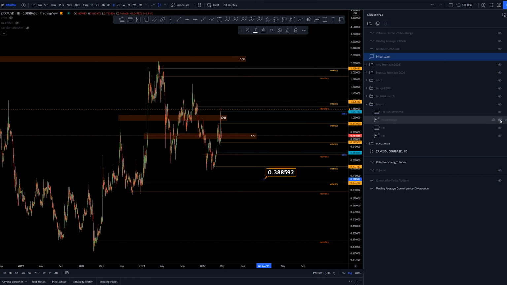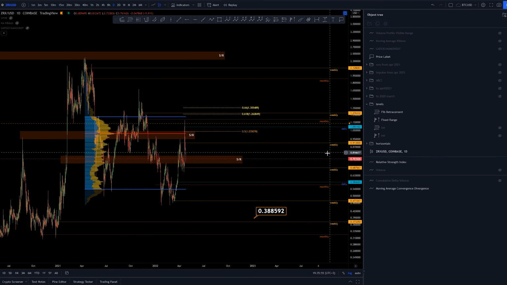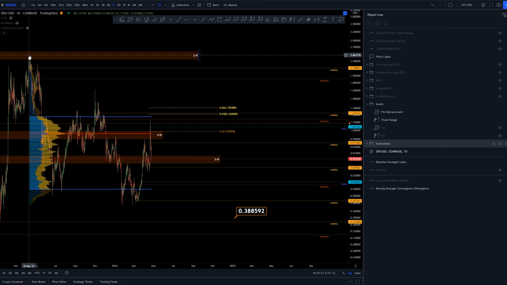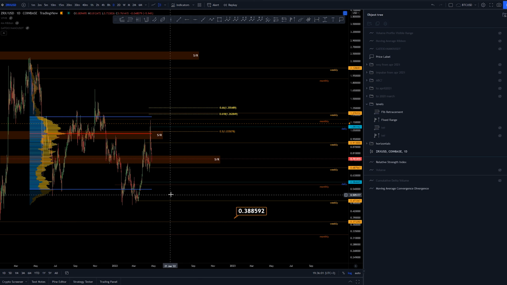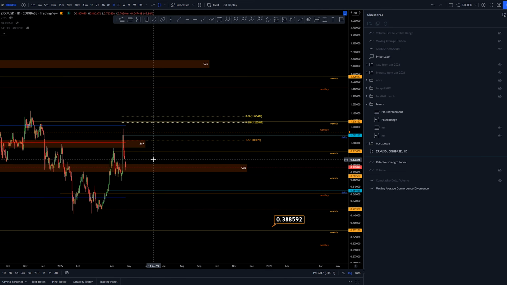Okay, another one that I wanted to show you is this one. This is again a volume profile, from the highs of April 10th, 2021 to current date. We've got this point of control around the 0.5 area. Also this established support and resistance area with a daily just above us, where the price hit and just rejected downwards quite heavily.